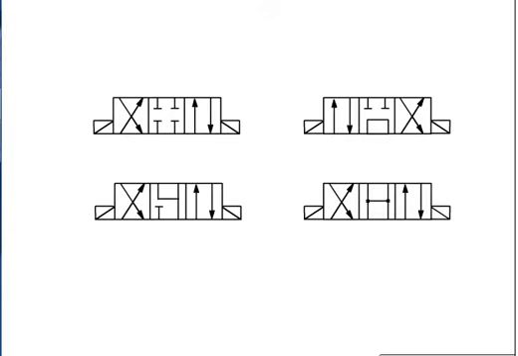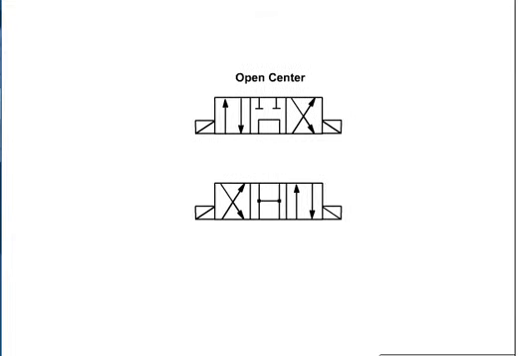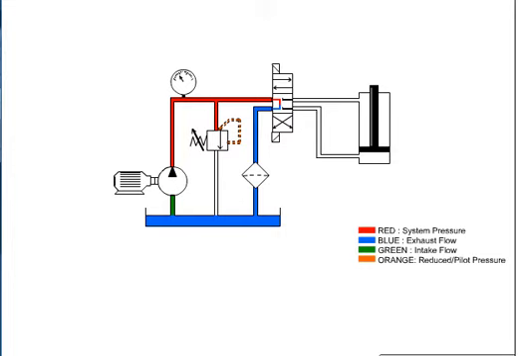We can categorize most hydraulic circuits into two basic types, open center or closed center. The directional control valve actually designates the type of circuit. Open center circuits are defined as circuits which route pump flow back to the reservoir through the directional control valve during neutral or dwell time. This type of circuit typically uses a fixed volume pump, such as a gear pump.